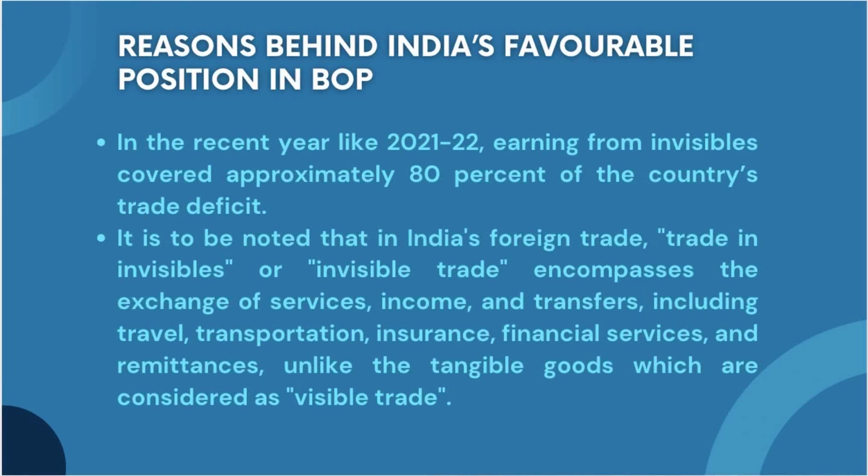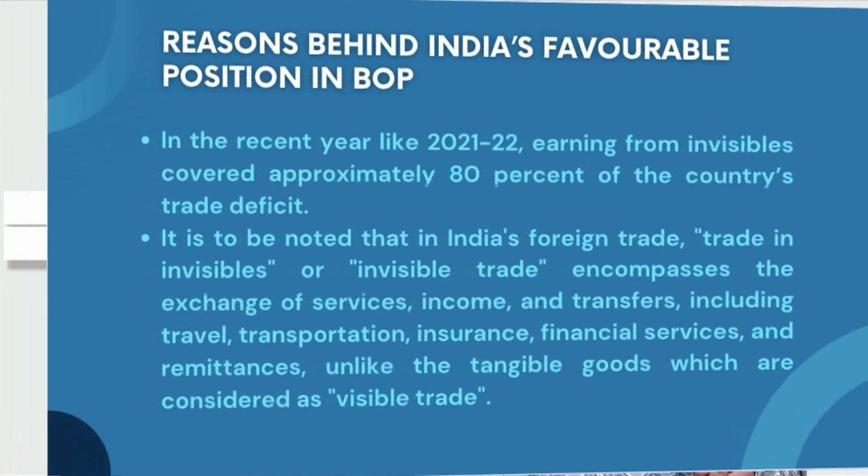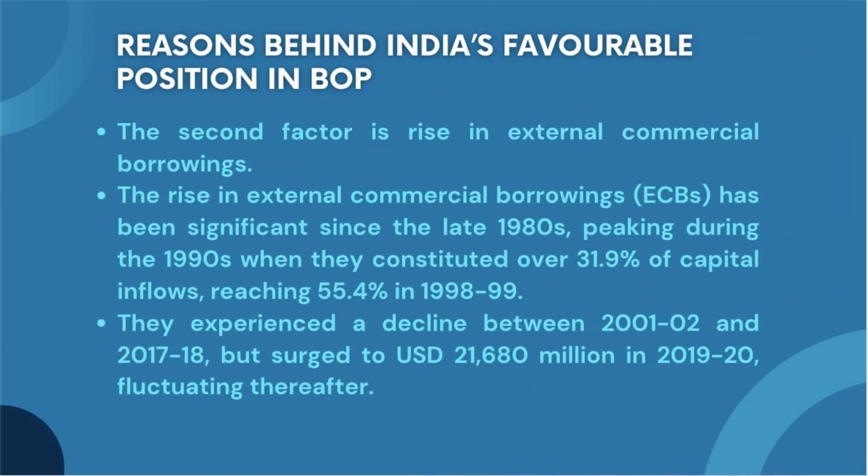Now, in recent years like 2021-22, earning from invisibles covered approximately 80% of the country's trade deficits. It is to be noted that in India's foreign trade, invisible trade encompasses the exchange of services, income and transfers including travel, transportation, insurance, financial services and remittances, unlike the tangible goods which are considered as visible trades. The second factor is the rise in external borrowings.